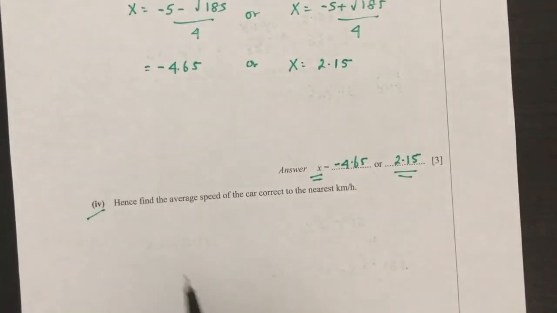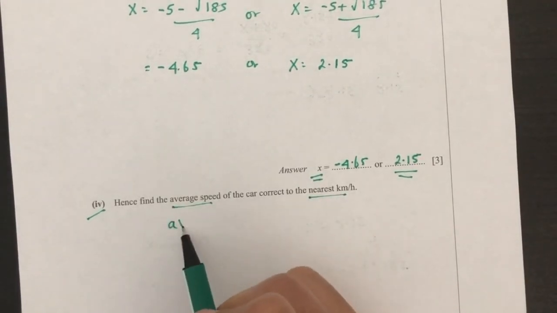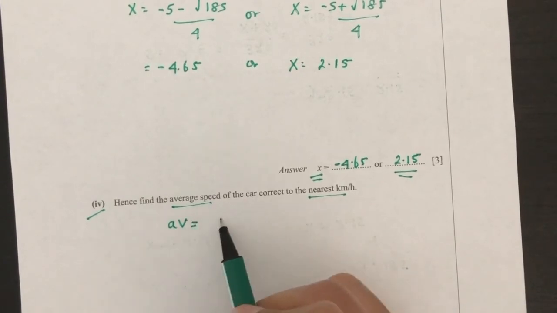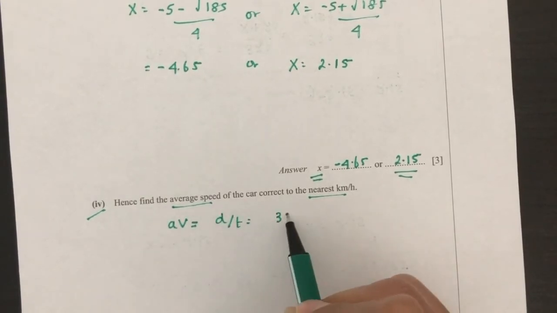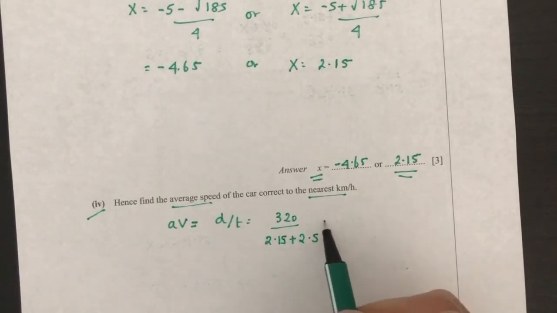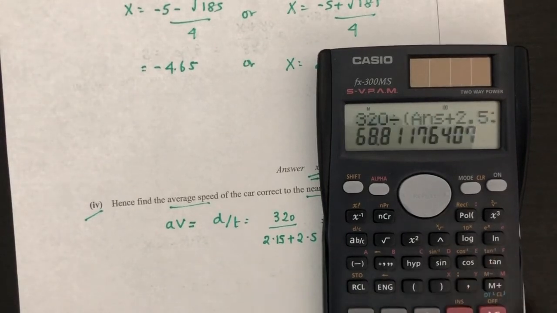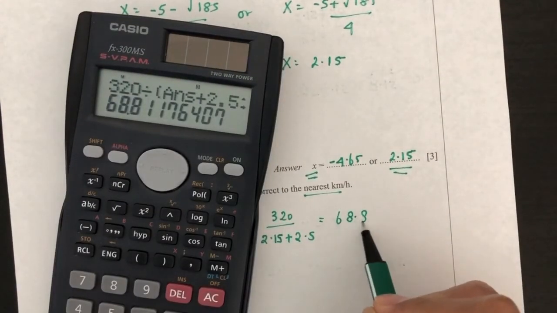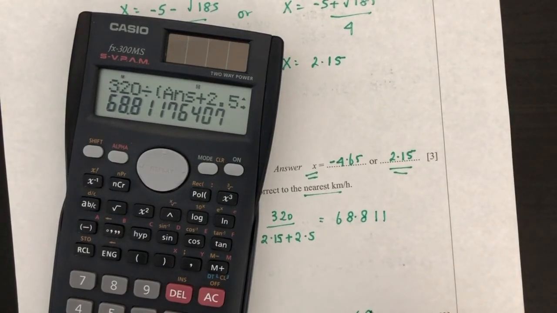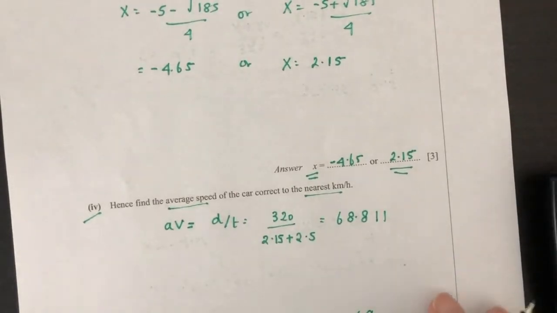So part 4, hence find the average speed of the car correct to the nearest km/h. So average speed is equal to distance divided by time. Distance will be 320. Time will be this, x plus 2.5. So let's see how much we have. What is our value? x will be the answer plus 2.5. That will be 68.811. So your answer will be 69 kilometers per hour, correct to the nearest whole number. So that will be your answer for this question.